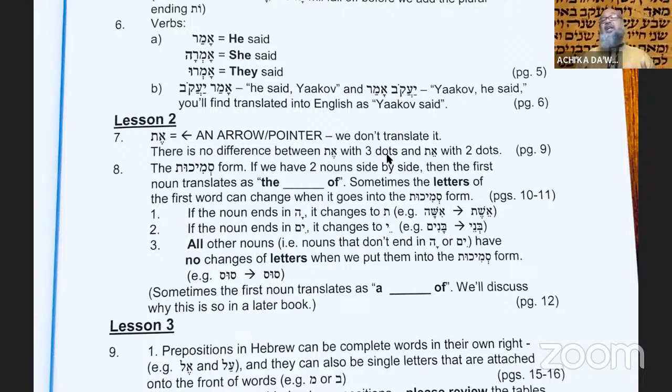And so all the other nouns that don't have the hey on the end or don't have the eem on the end of it, it doesn't have to go through any changes, like the word horse. Soos is still soos, okay? Sometimes the first noun may translate as a blank of, but they said they'll discuss that later in the book.